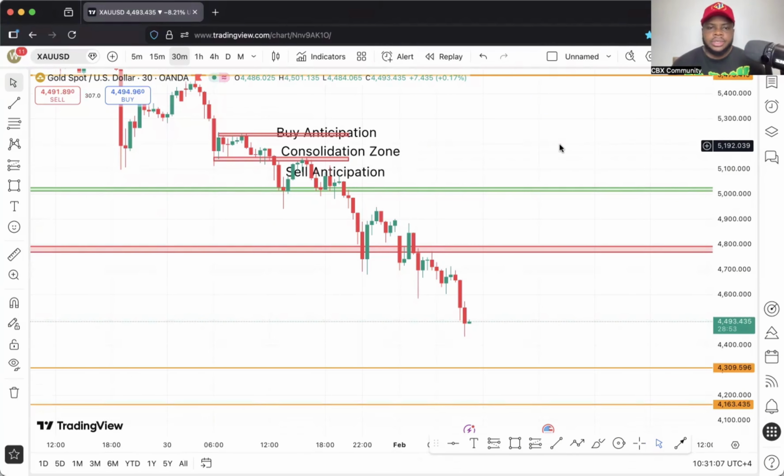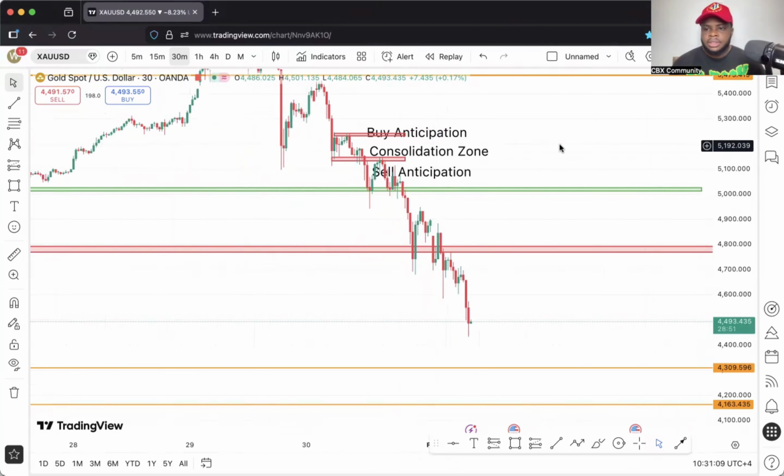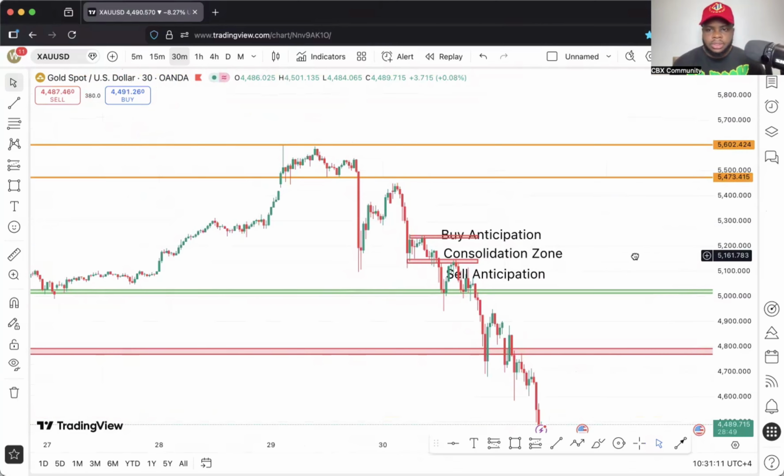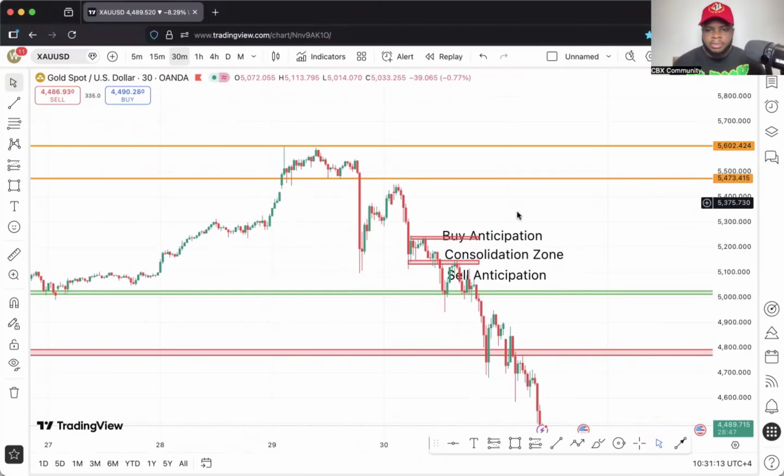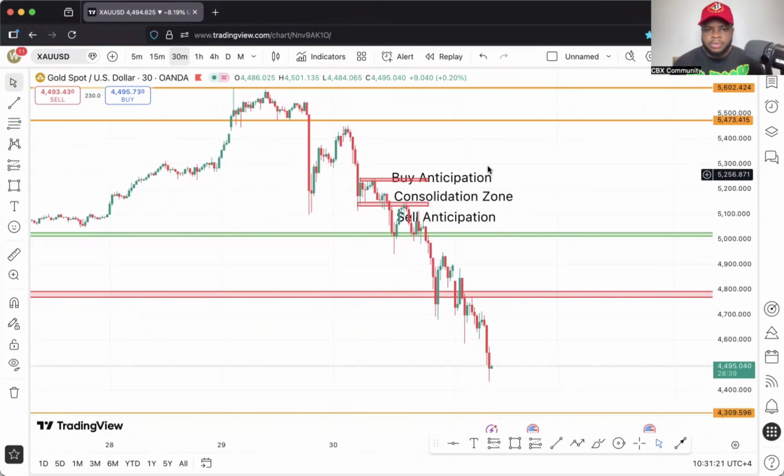So looking at the condition of the market, we are in a downtrend because of how the market structure is looking. This was the all-time high that gold created. And looking at the condition of the market, we are in a downtrend.